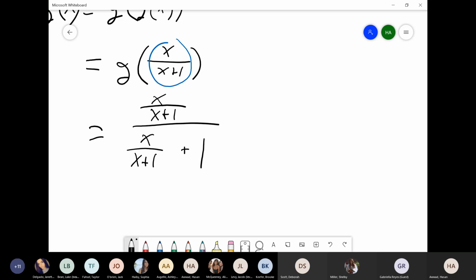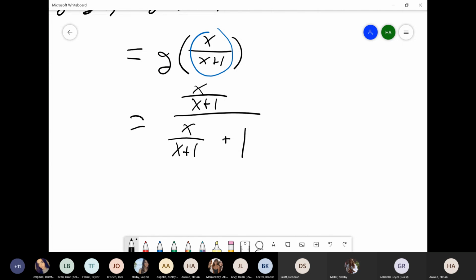If you don't see that immediately, then just take it one step at a time. What's your first step? Well, your first step is simplifying the denominator, right? And how do you simplify the denominator? You have a fraction plus an integer. And what do you know about that?